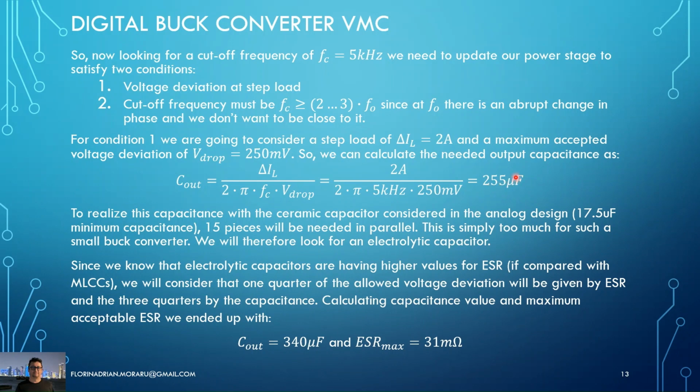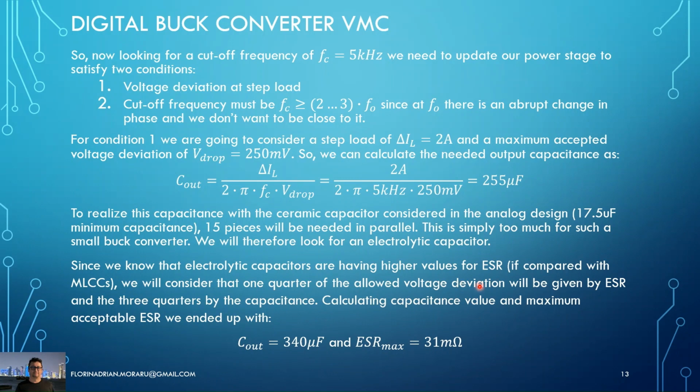Now this value is pretty high. We can't use the previous ceramic capacitor we considered in the analog design, but we will need like 15 pieces in parallel, and this is a bit too much. So we will focus on the electrolytic capacitors. We know that for electrolytic capacitors there is a problem with the higher value for the ESR, but nowadays we have hybrid polymer caps with very low ESR, so there are options to choose from.